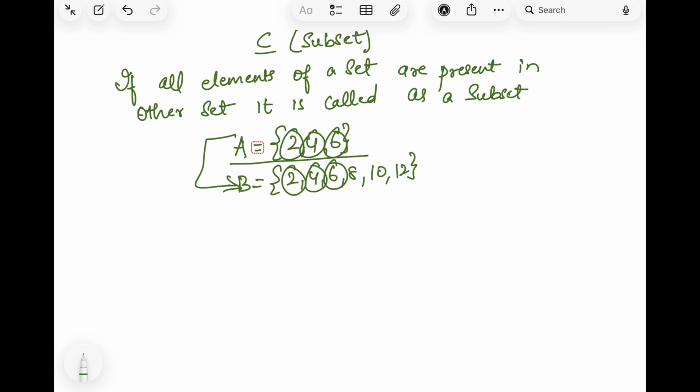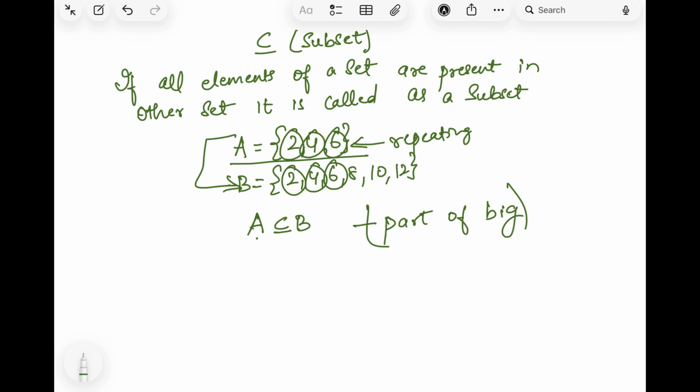Okay, so that means all the elements of set A are repeating, right? They are repeating. So we can say that set A is a subset of B. That means A is a part. Subset basically means a part of something big. So A is a subset of B means A is a part of the bigger set B. Okay, this is how we write subset.